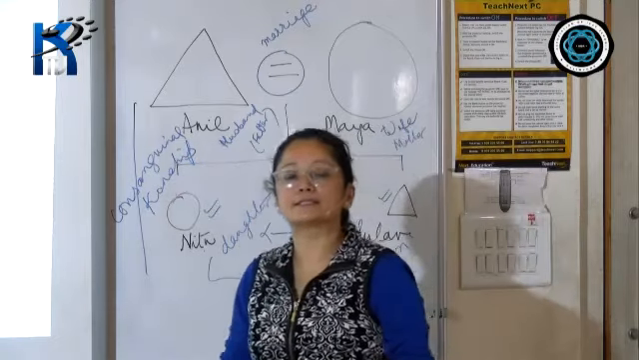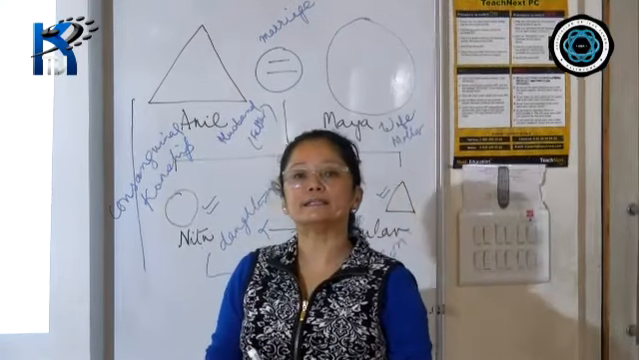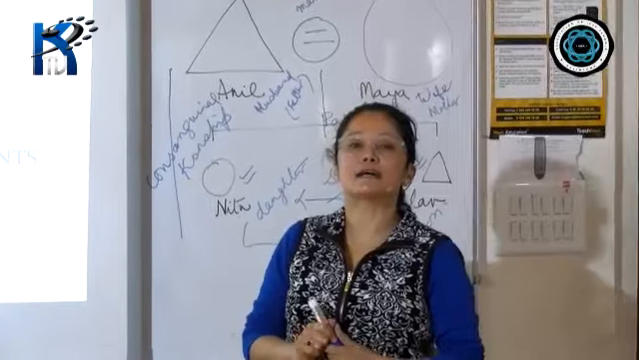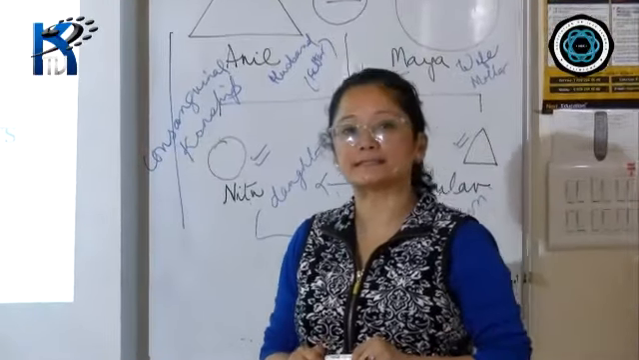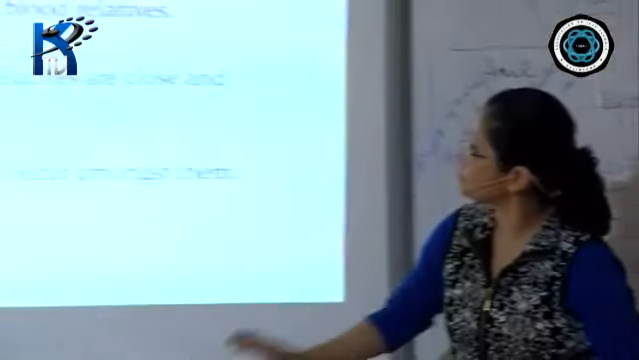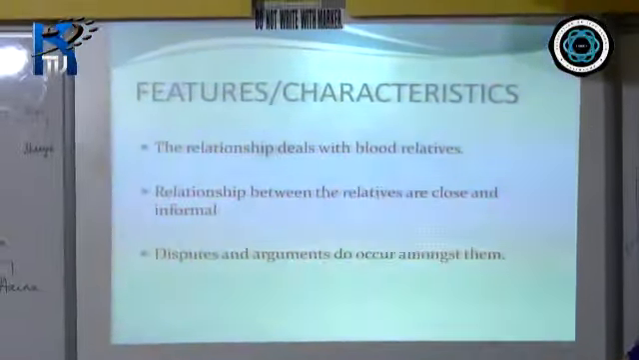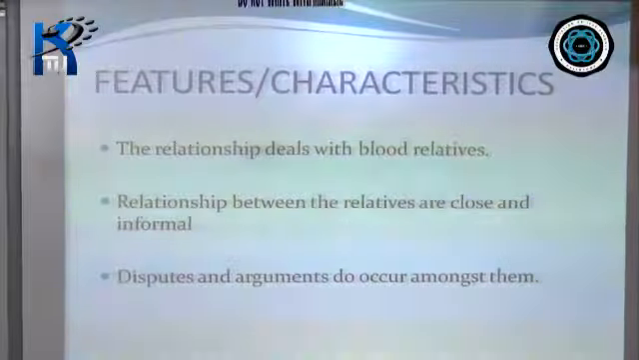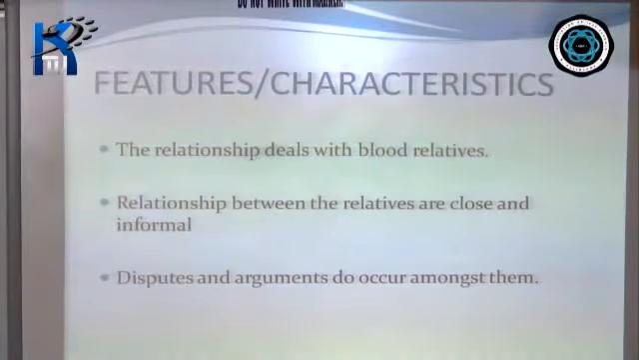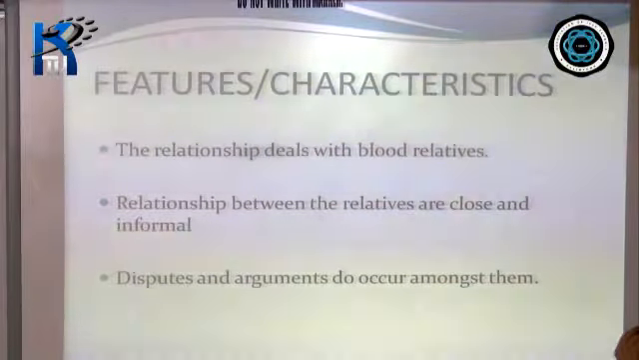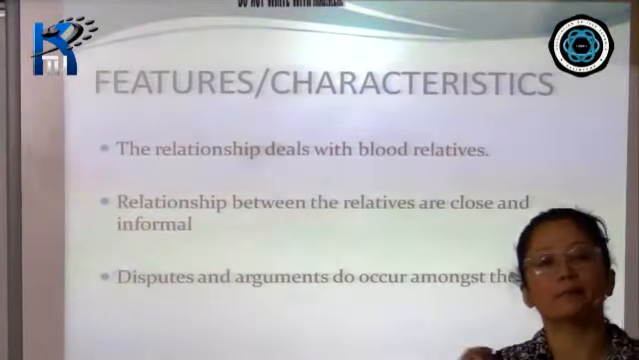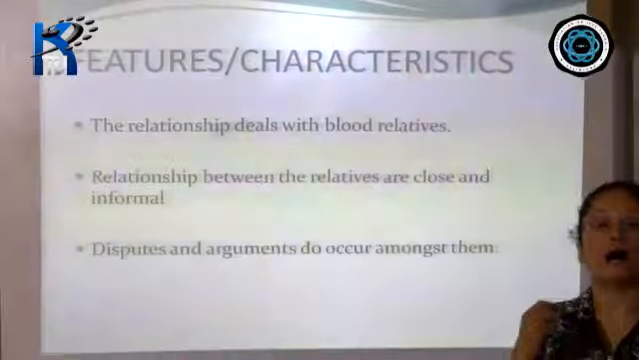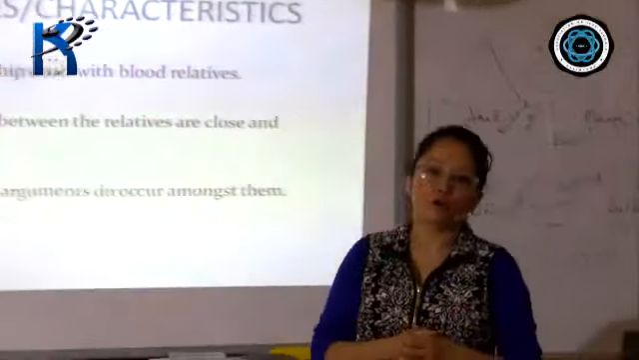And now that we have already seen the definition, let us discuss the features of consanguineal kinship. These are the features and characteristics. The relationship deals with blood relatives. I've already explained to you. The first thing that you will look out for is, are you related by blood or not? Meaning, are you a family member or not?